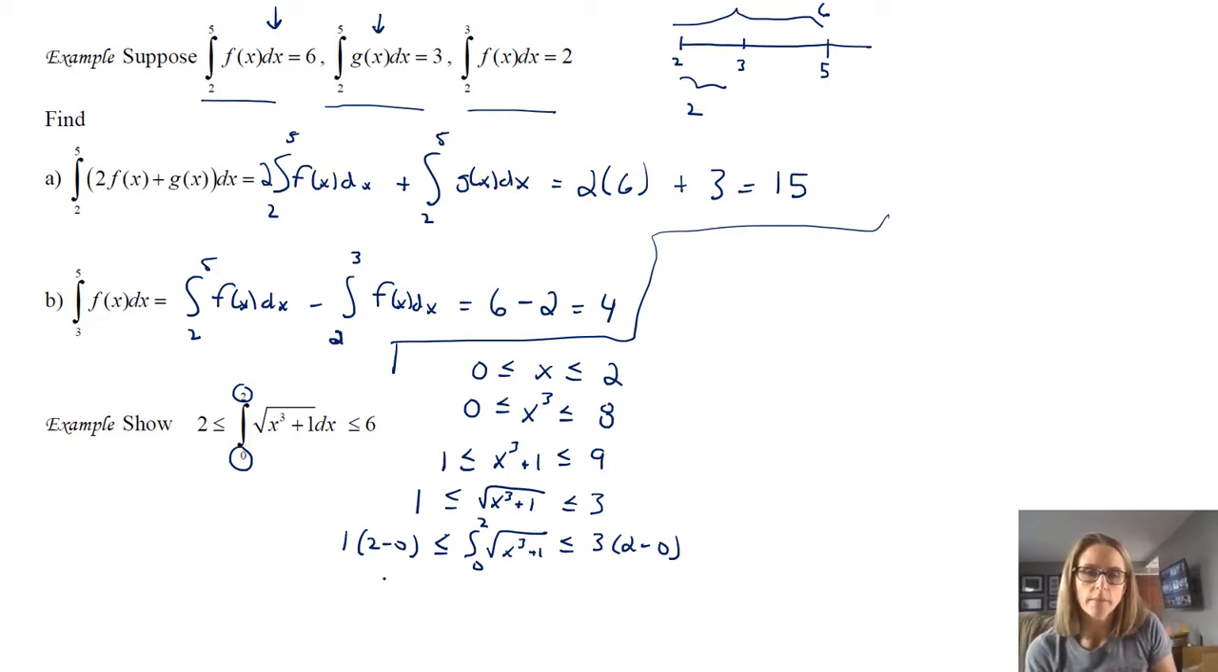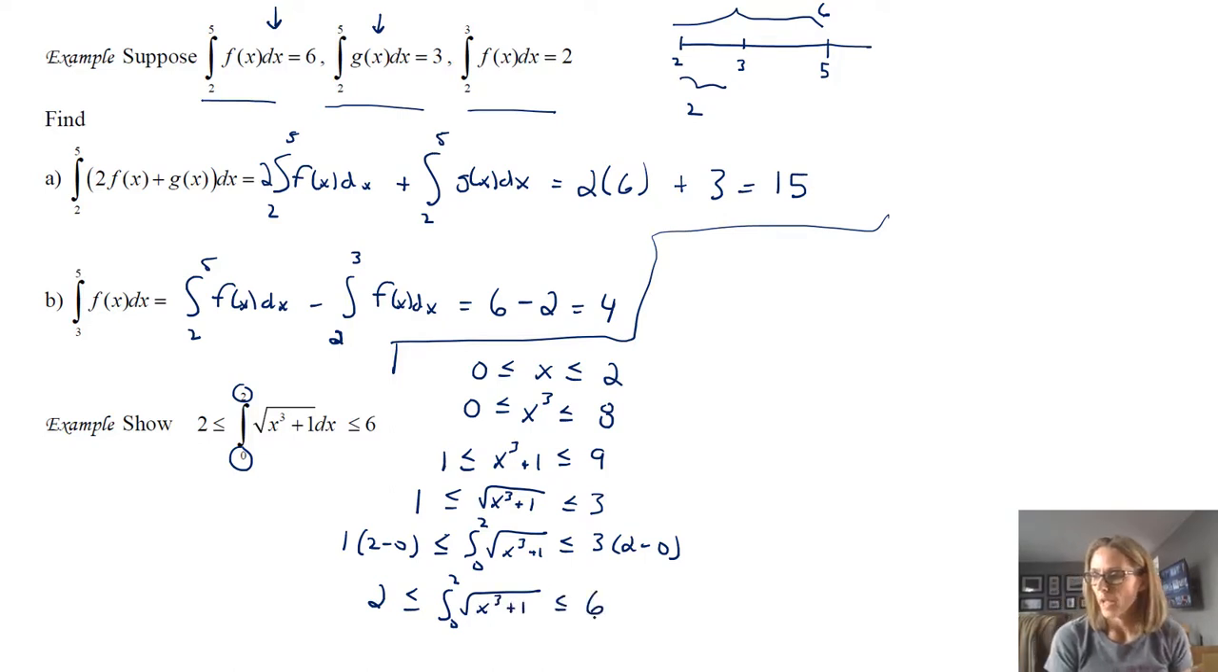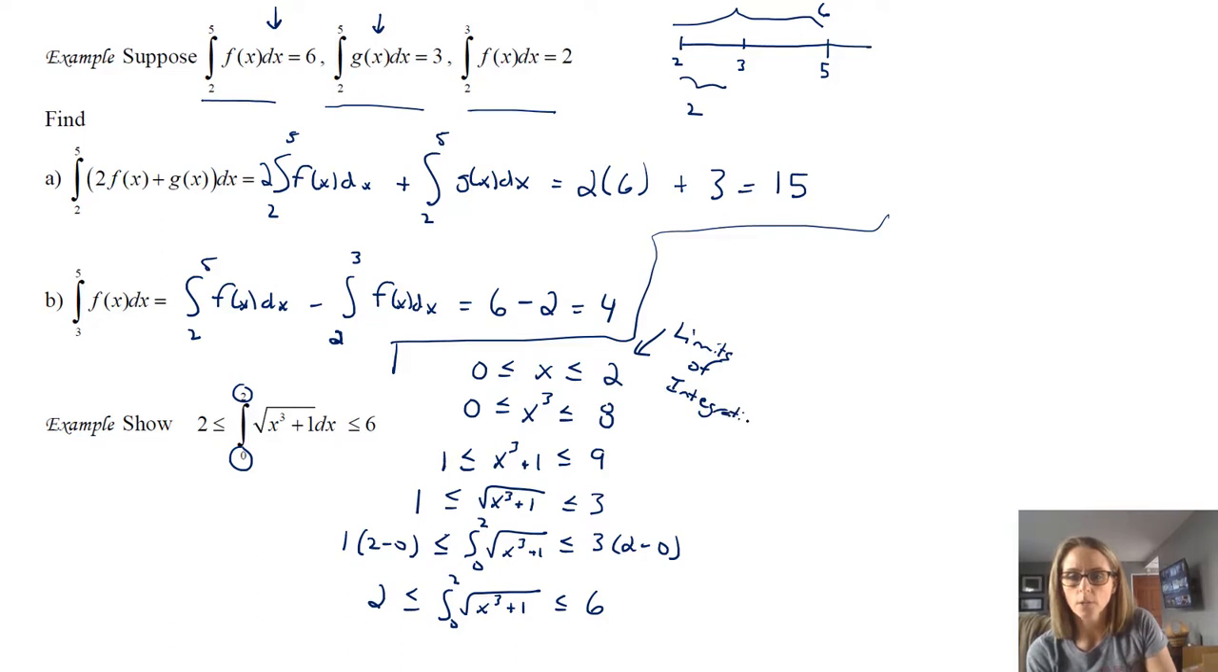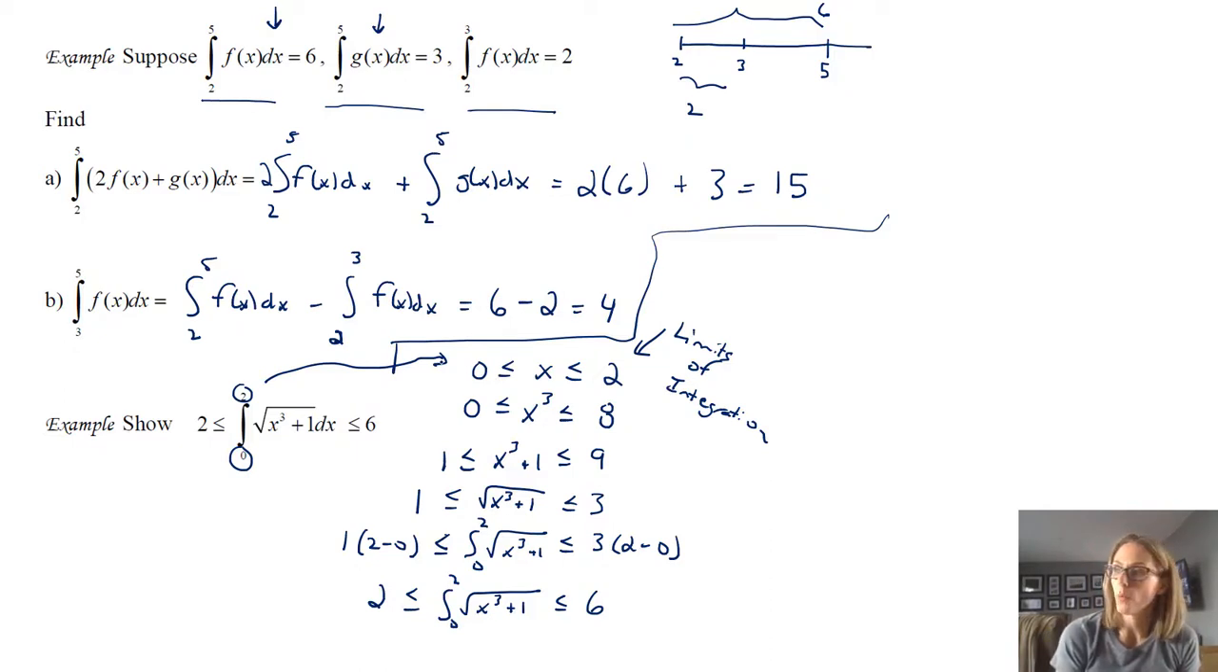So that tells us that we have 2 less than or equal to the integral from 0 to 2 of the square root of x cubed plus 1 less than or equal to 6. And that's what we're asked to show. So we are done. You can make a note here, I noted it on my notes. These are the limits of integration. That's just where those came from, in case anyone's like, how did we decide 0 to 2? Remember, that came from over here. So that is section 4.2.